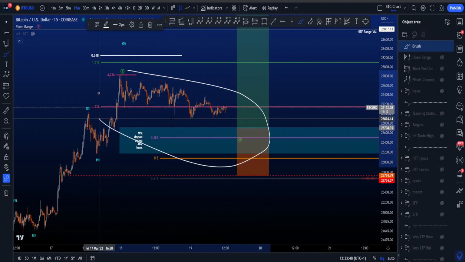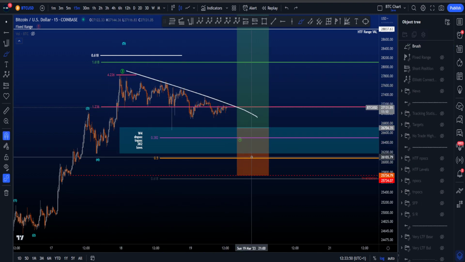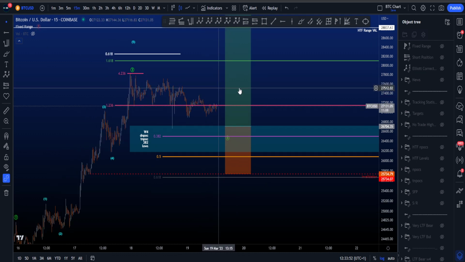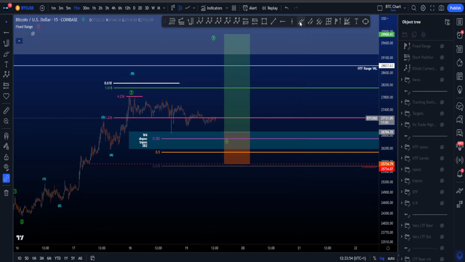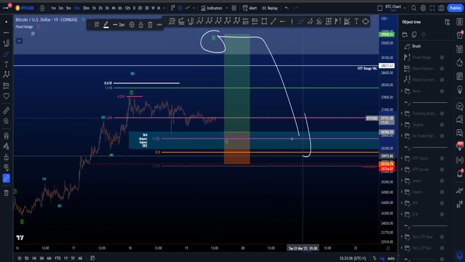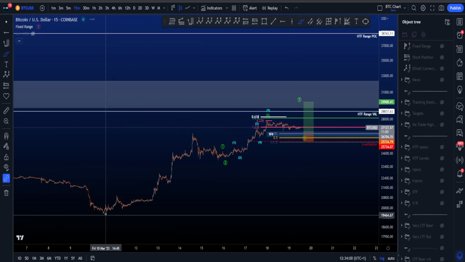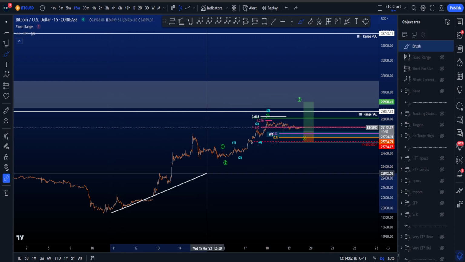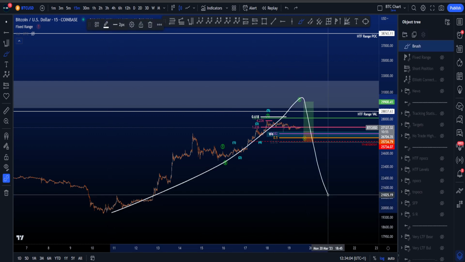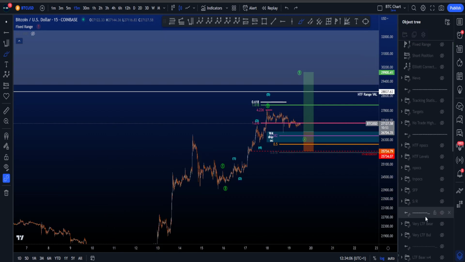So then in this wave 4, we're ranging in a channel structure, and then we expect wave 5 to finish over here, and then a move to the downside is expected, which is going to correct this structure over here. So then this could be the wave 1 as mentioned, then a 2, and then a 3, 4, 5 for a lot more upside to come.